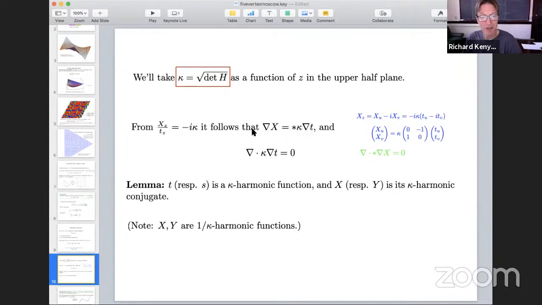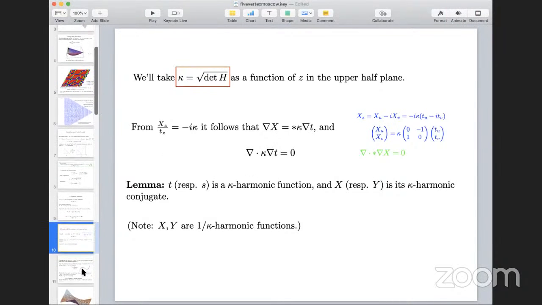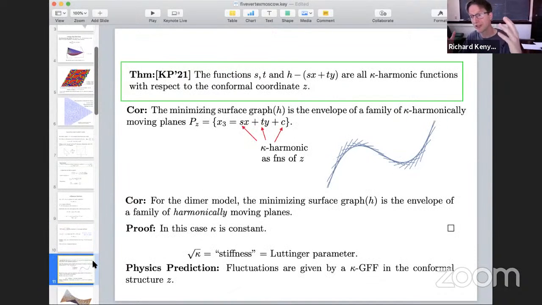This equation is equivalent to the fact that when you take the gradient of t, multiply by kappa, and rotate it by 90 degrees, you get the gradient of x. Okay, thanks. Here's the conclusion. This is the most important slide.